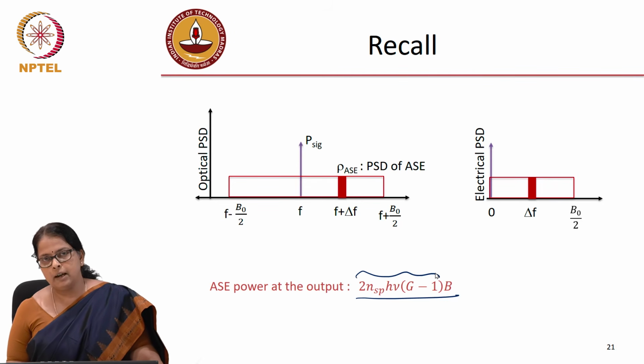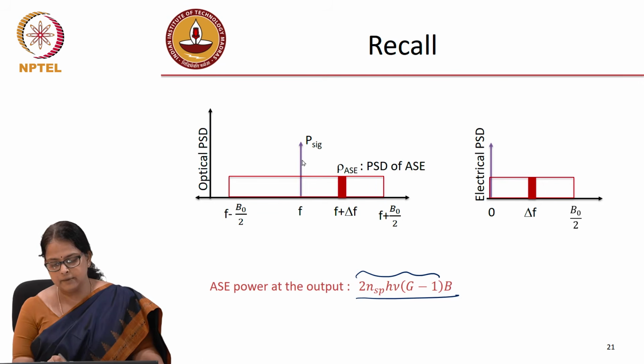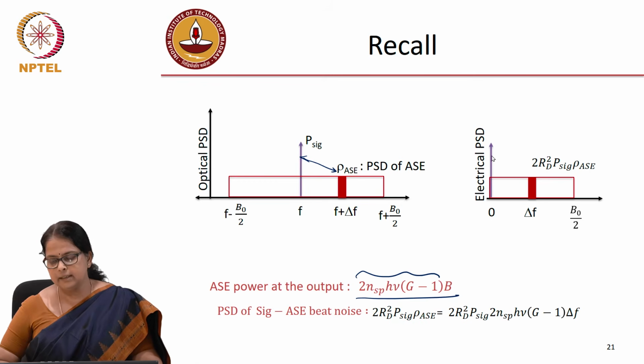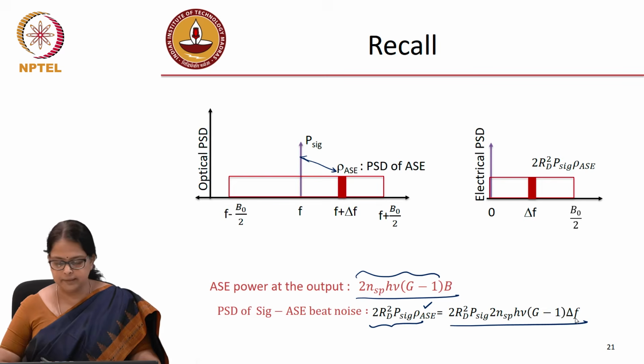When you allow this to fall on the signal, you have the signal beating with the ASE. Now this ASE can be at all this band. So we calculated the electrical power spectral density of the signal-ASE beat noise last time, and that turned out to be 2 R_D squared P_sig rho_ASE. You substitute for rho_ASE from here, and this is the expression you get.